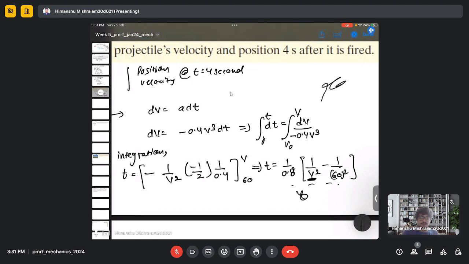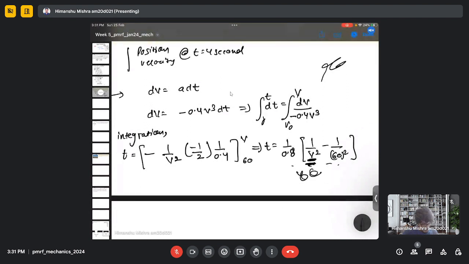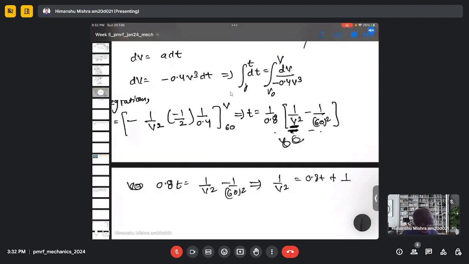So we can actually calculate this expression here. So we will get v, so 0.8 t equals 1 by v square minus 1 by 6 square. So it will be 1 by v square equals 0.8 t plus, sorry, plus 1 by 6 square.